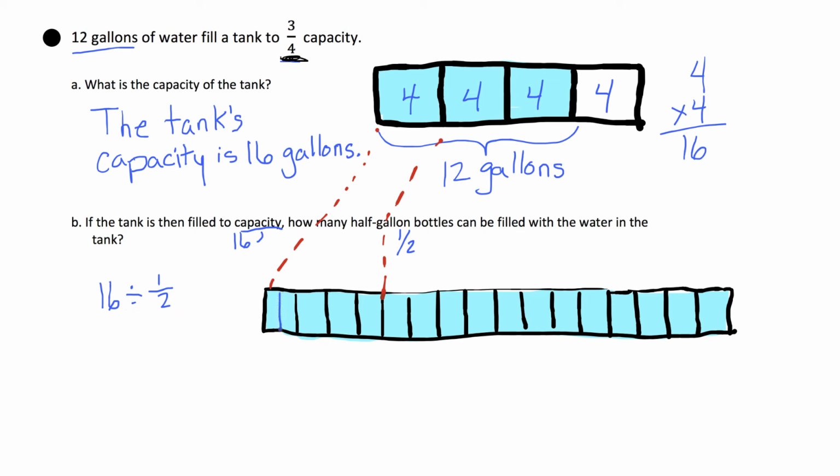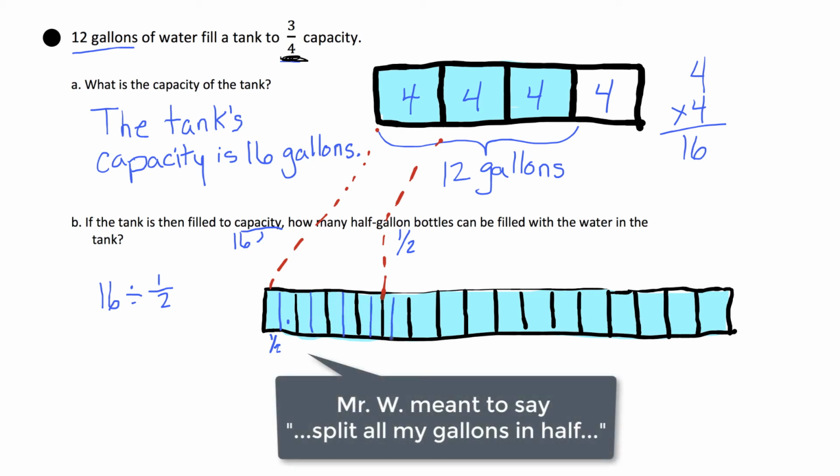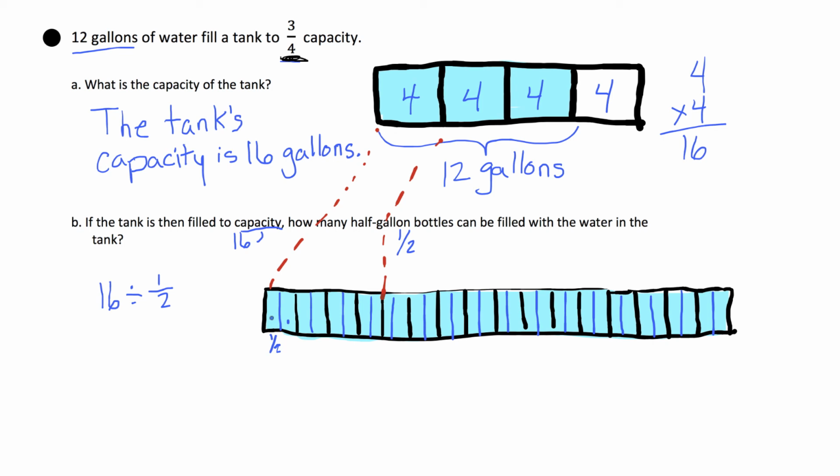So if I split one of the gallons in half, I know that this much on this side right here, 1/2, is going to fill one of my bottles. And the same goes for this right here. That's another half. Let me split all of my gallons into 2 so we can see it clearly. Okay, so now I just have to count them up. 2, 4, 6, 8, 10, 12, 14, 16, 18, 20, 22, 24, 26, 28, 30, and 32.